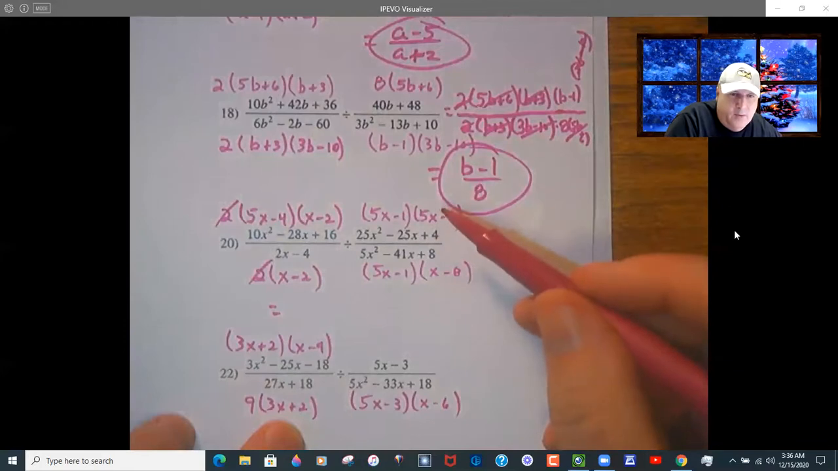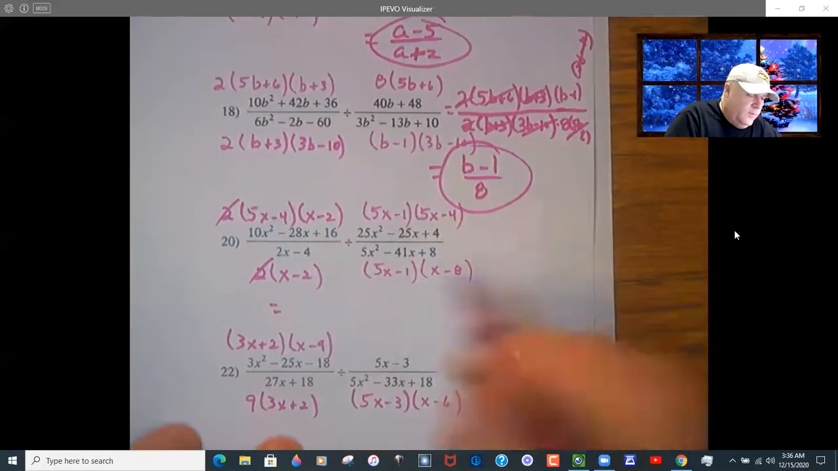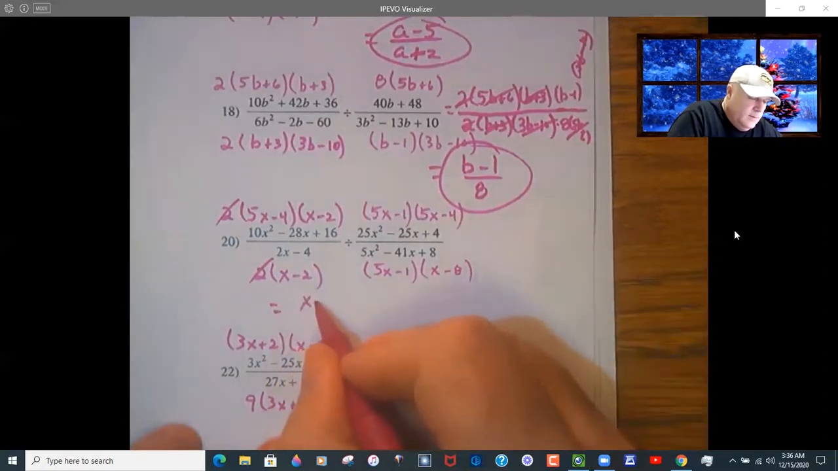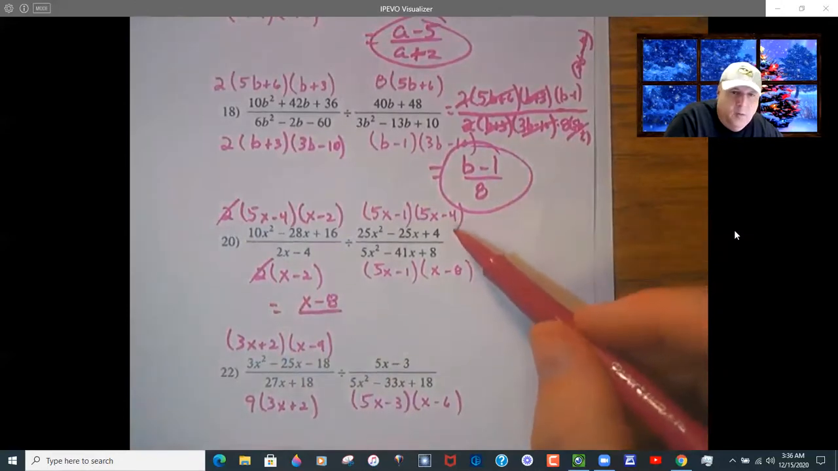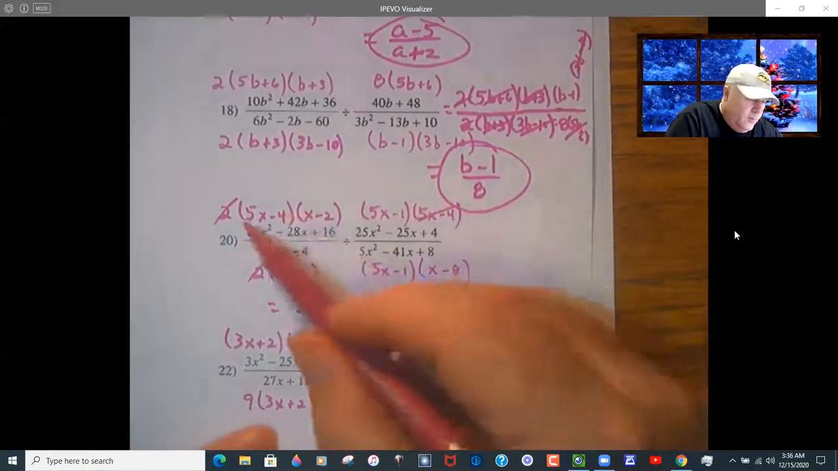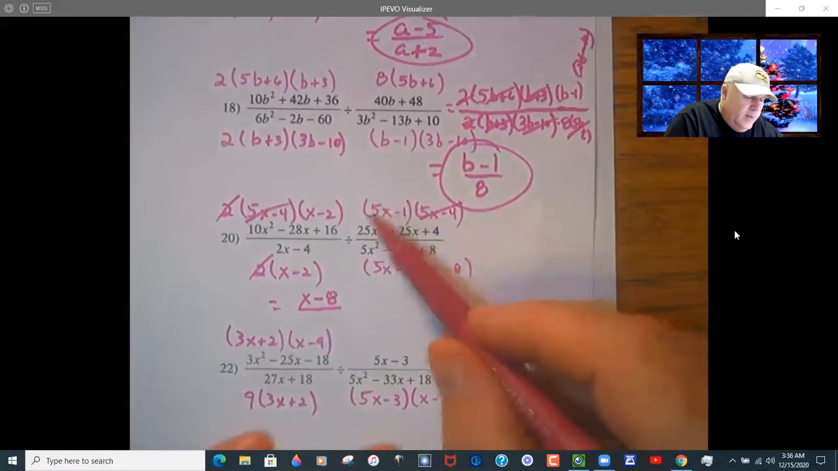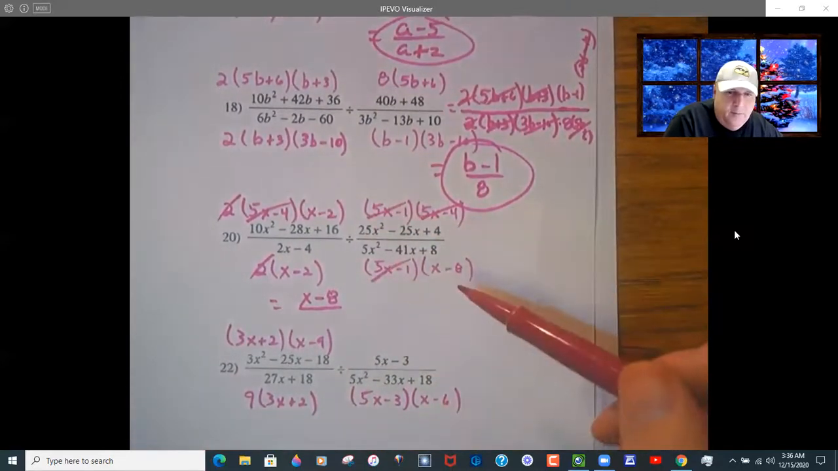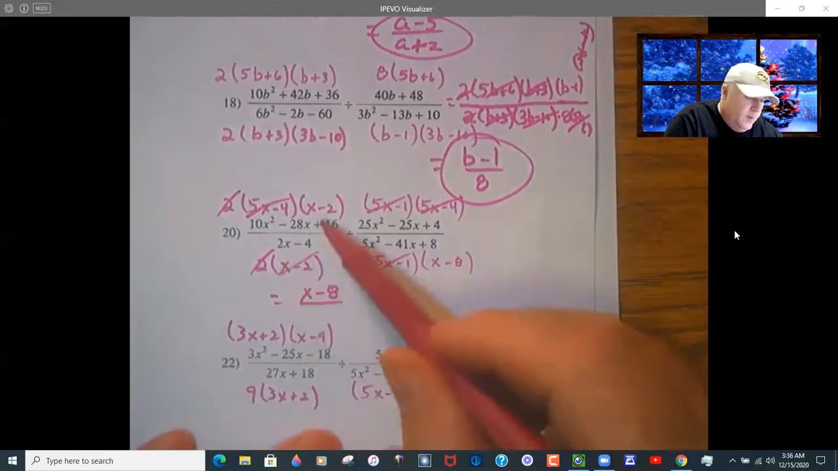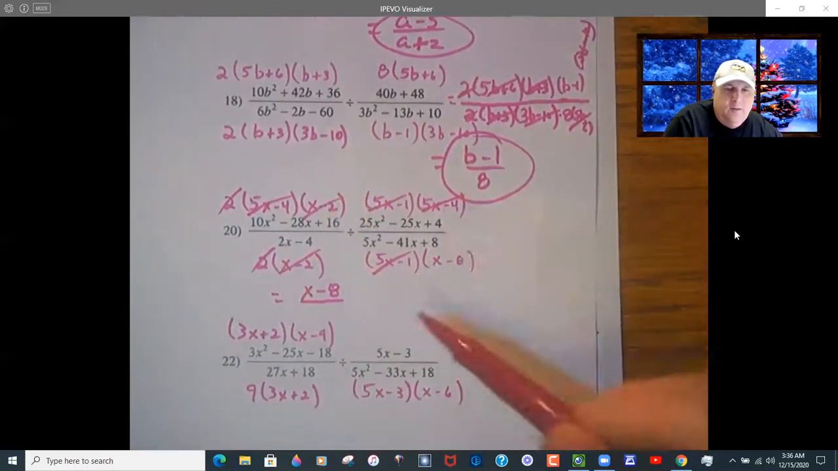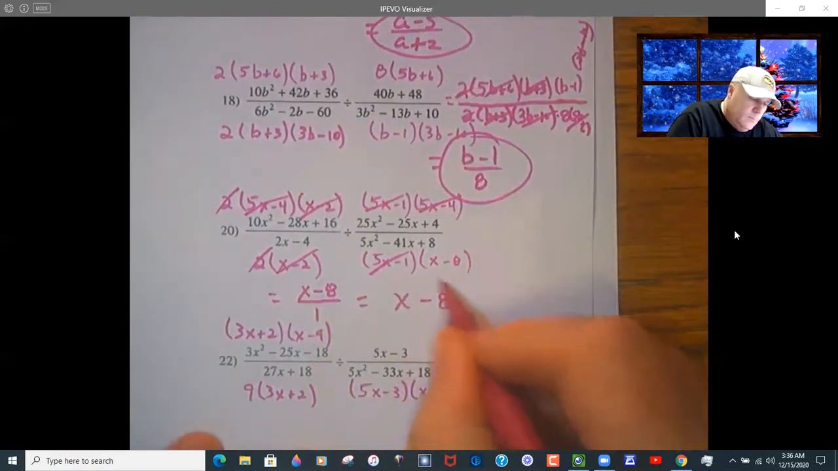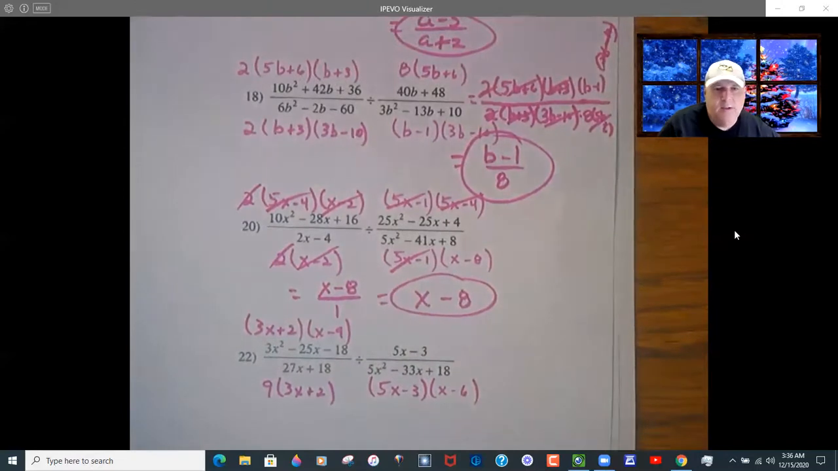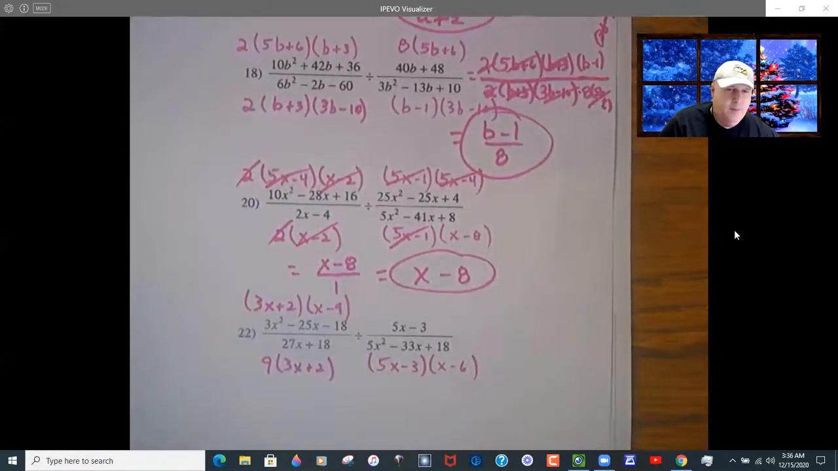And so the x minus 8 is in the top, and that's not going to cancel with anything. So we have that. The 5x minus 4 would be in the bottom, so it's going to cancel with that. The 5x minus 1's, even if you flip it, one's on the top, one's on the bottom, and the x minus 2's, one's on the top, one's on the bottom. So you just have an x minus 8 on the top over 1.